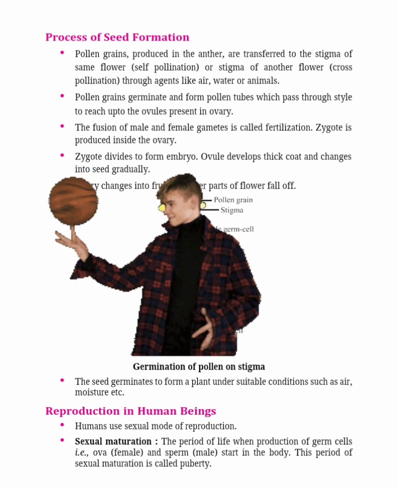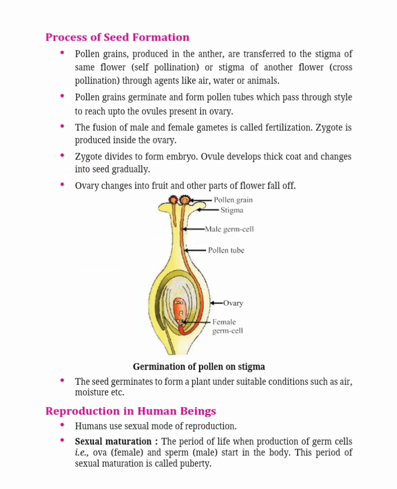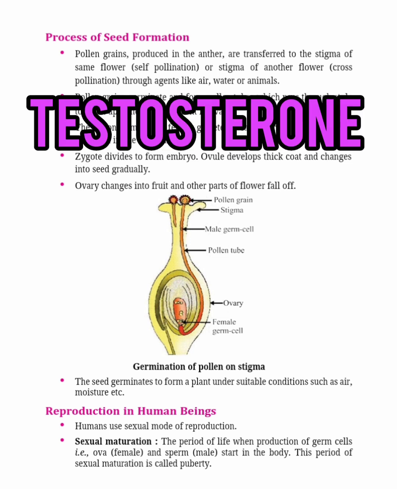This happens in the adolescent age, and the germ cells, sex cells or gametes will form in the body due to the release of the testosterone hormone by the testes.